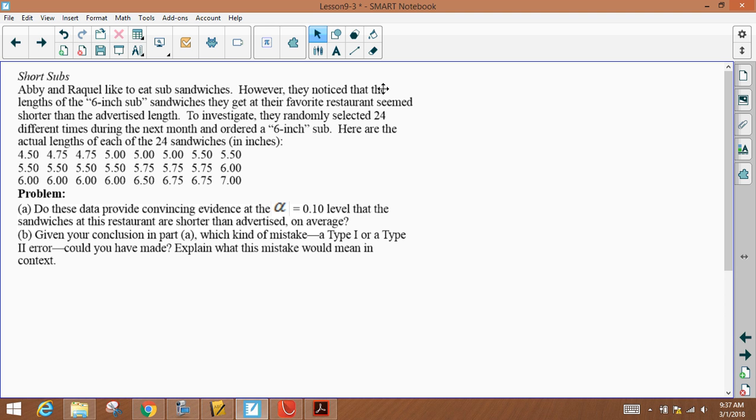They think that the subs they're getting are shorter than 6 inches. Oh, yeah, that's true. So they ordered a quote-unquote 6-inch sub randomly during different times of the next month, and they found the actual lengths of these sandwiches. Interesting. 4.5 inches? I would feel quite slighted at that point.